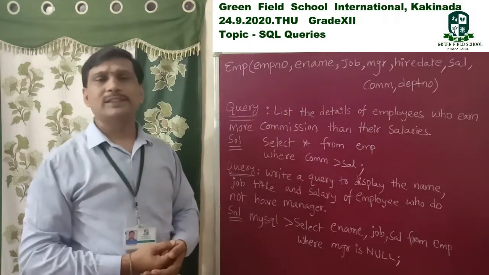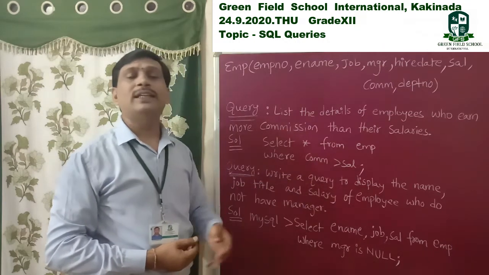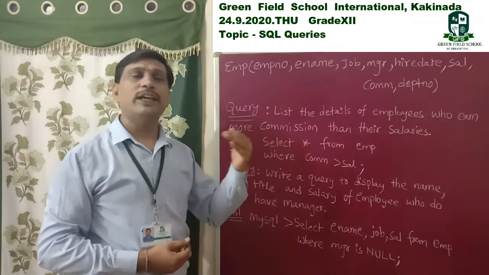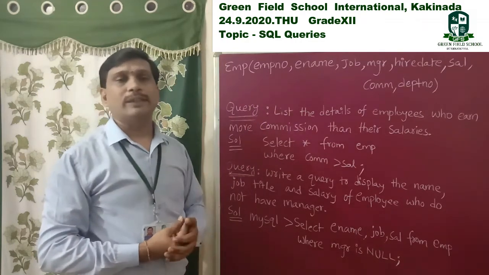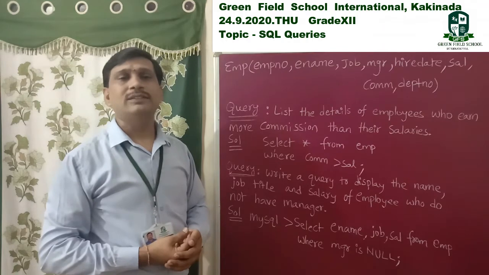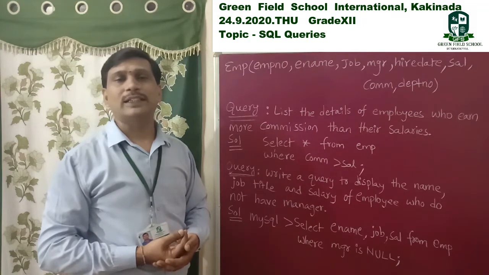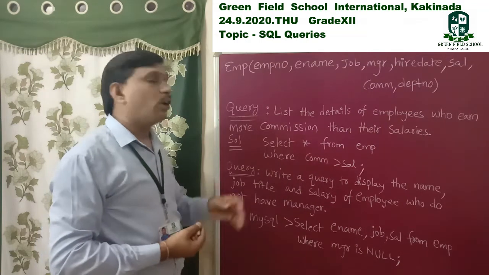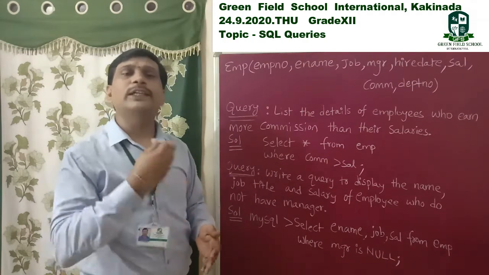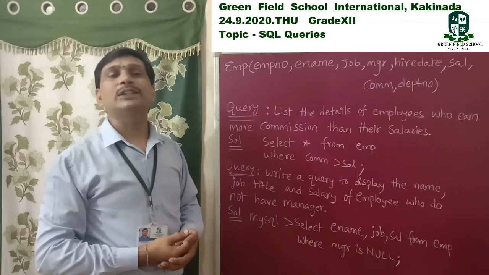So it displays those employees whose salary is less than their commission. Suppose when we insert data, 4 employees have this condition, then it displays 4 rows. 4 rows selected. That is the output of this solution. When we execute, it displays how many rows are selected and those employees' details.